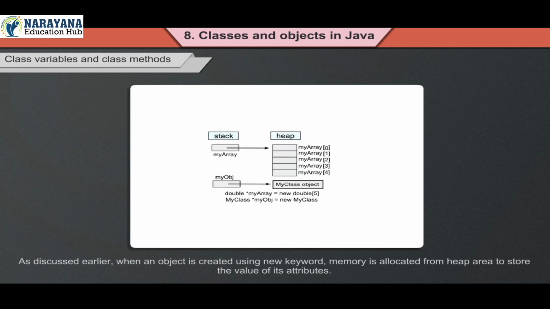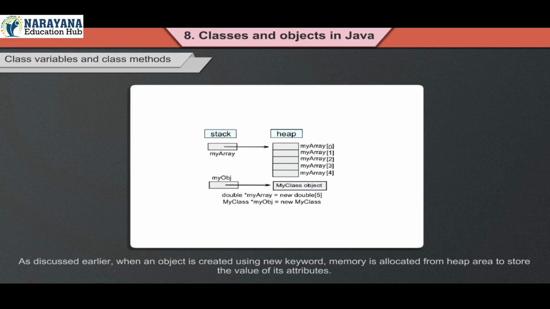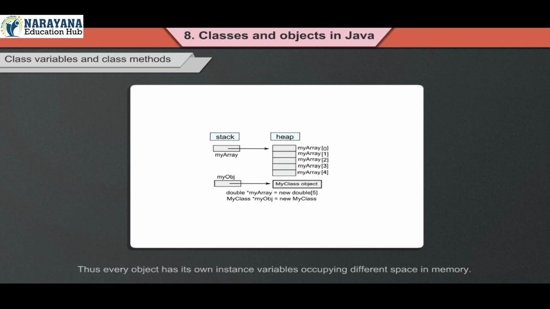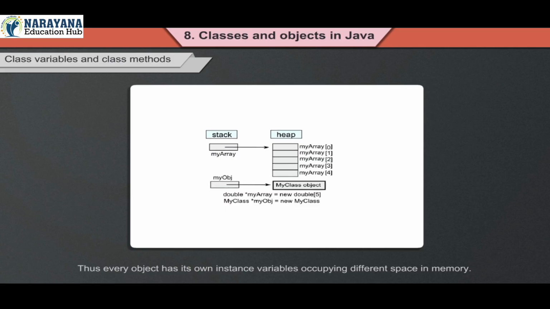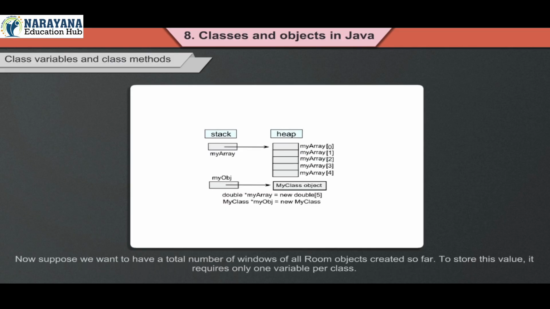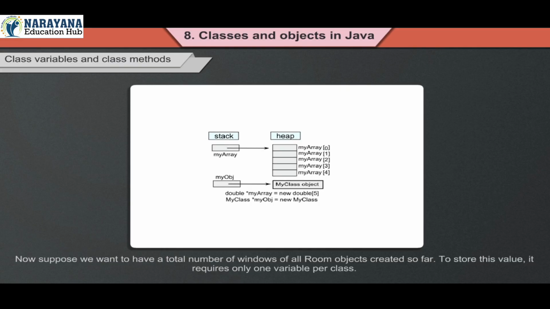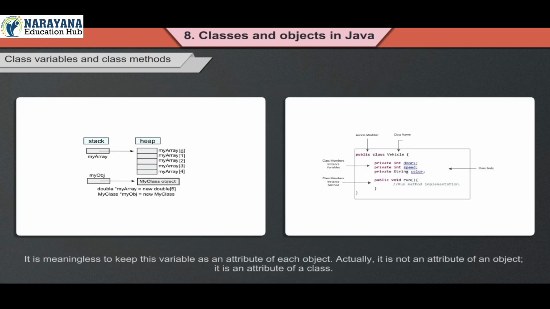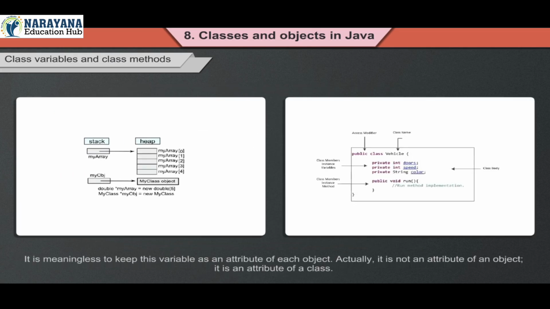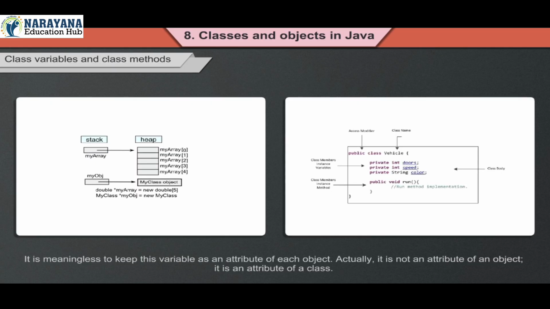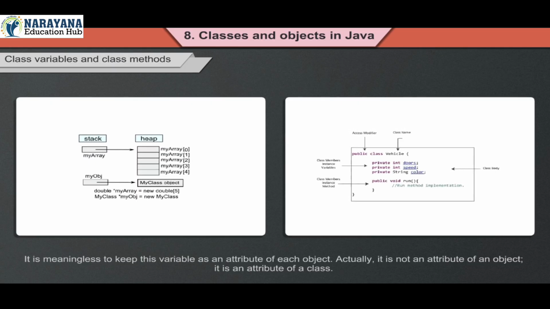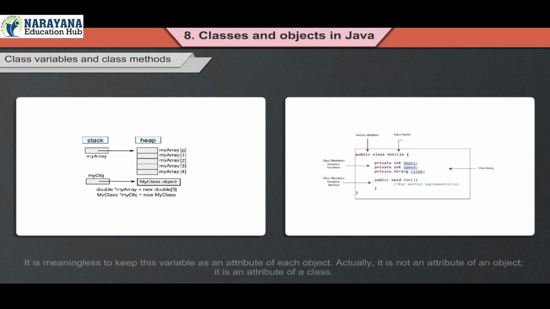As discussed earlier, when an object is created using the new keyword, memory is allocated from the heap area to store the values of its attributes. Thus, every object has its own instance variables occupying different space in memory. Now suppose we want the total number of windows of all room objects created so far. To store this value, it requires only one variable per class. It is meaningless to keep this variable as an attribute of each object. Actually, it is not an attribute of an object, it is an attribute of a class.